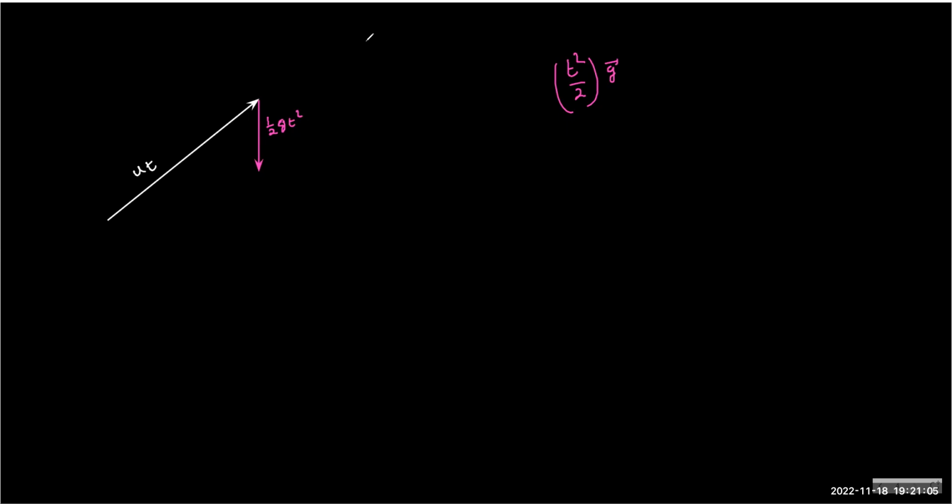And then your displacement vector will be this one. This is your displacement vector. This is called delta R. So let me show you this in a real life situation.